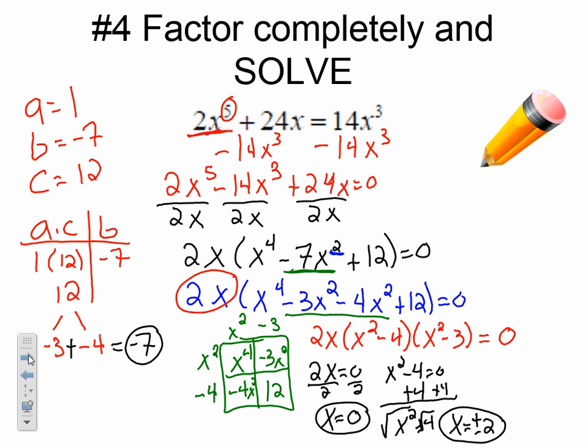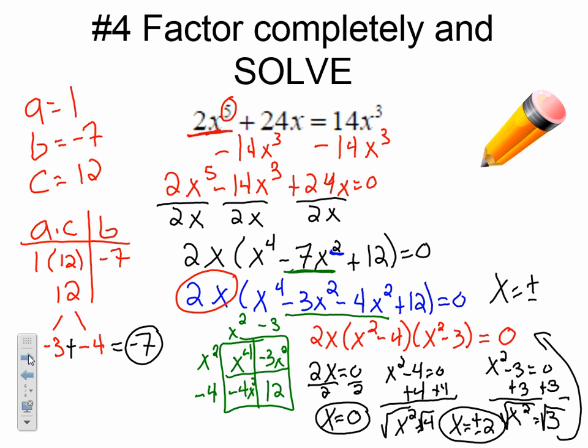There's 3. And our last one we have is x squared minus 3 equals 0. Add 3 to both sides. So x squared equals 3. Then we take the square root, and x equals plus or minus the square root of 3. There's 2 more, so I have my 5 solutions. All right, ladies and gentlemen, that's what we're going to be doing today, factoring and solving.